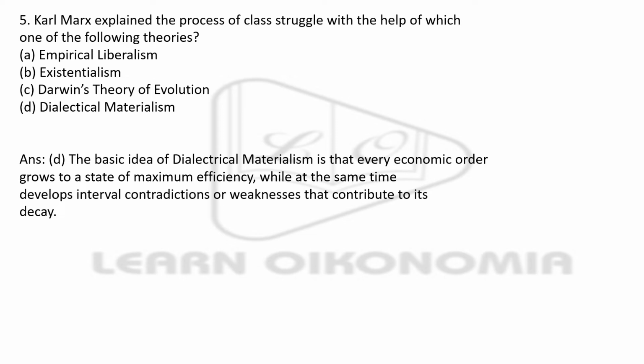So it is something which tells that every economic order would be growing to a state of maximum efficiency, while at the same time it would develop some internal contradictions, and also it develops some weaknesses which would be contributing to its decay. So there would be growth, but at the same time there would be some contradictions within which will be leading to the decay of the growth. So the growth would be stopped and it will ultimately lead to a kind of decay situation. That's it. So the right answer is dialectical materialism.